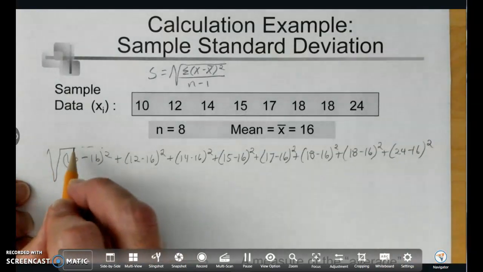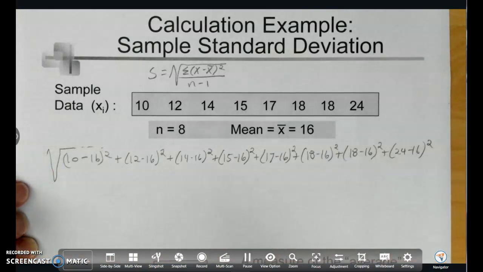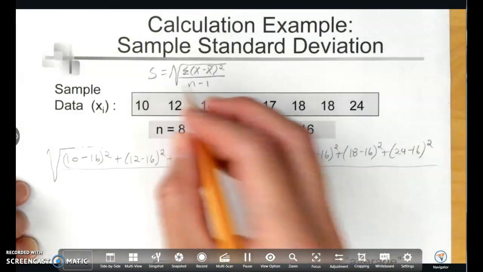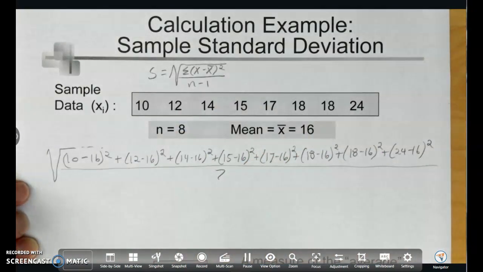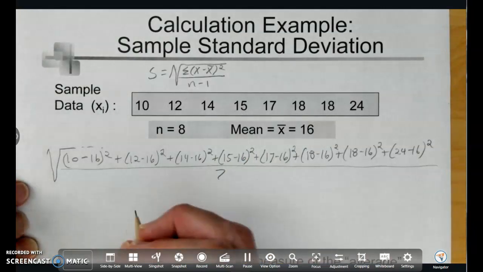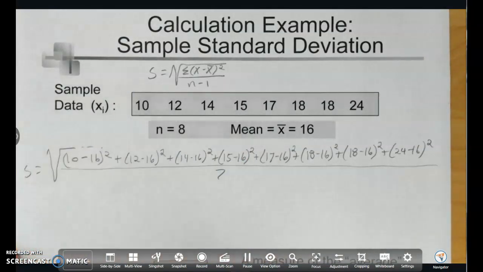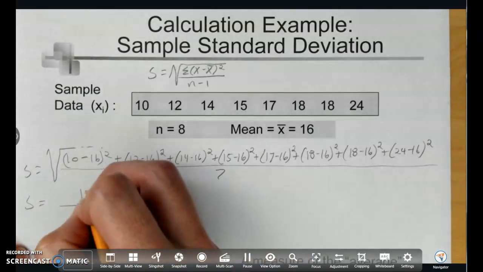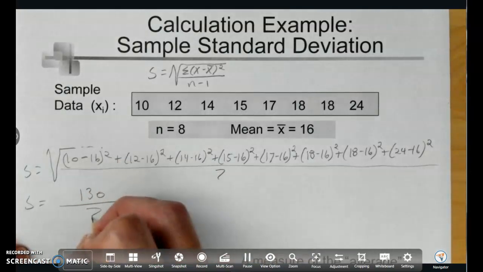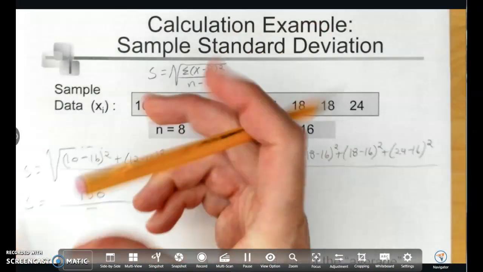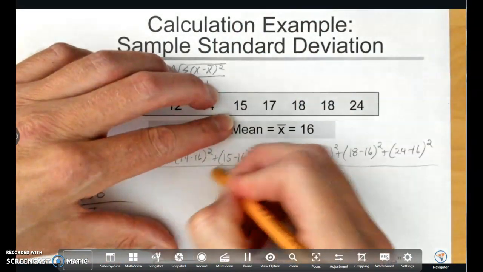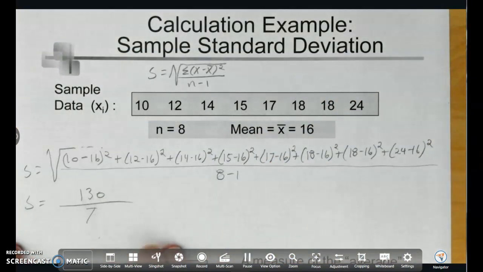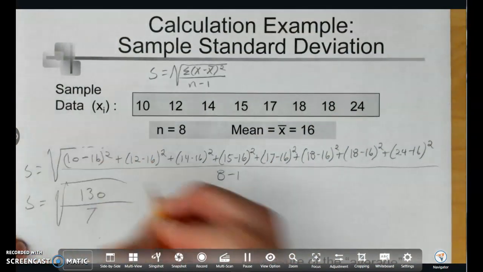And again, this is all square root, but we need our denominator, which is going to be n minus 1, and 8 minus 1 is 7. Okay. Now, if you do the calculation, you should get in your numerator 130. And you should get in your denominator, we did it, 7. In fact, let me make this consistent with the formula. It's actually 8, number minus 1, and then it goes to 7. And the square root of that.